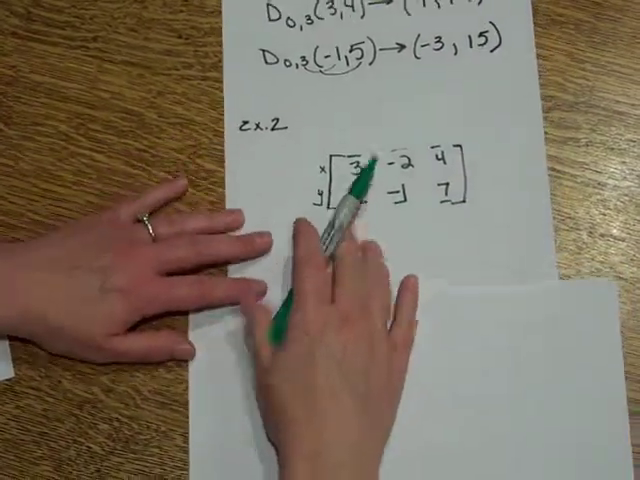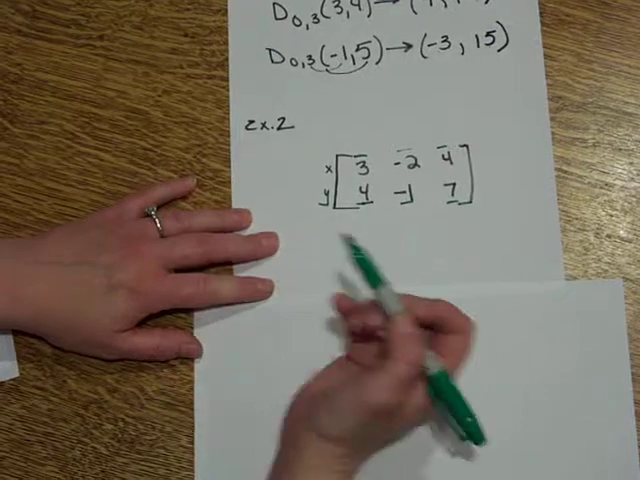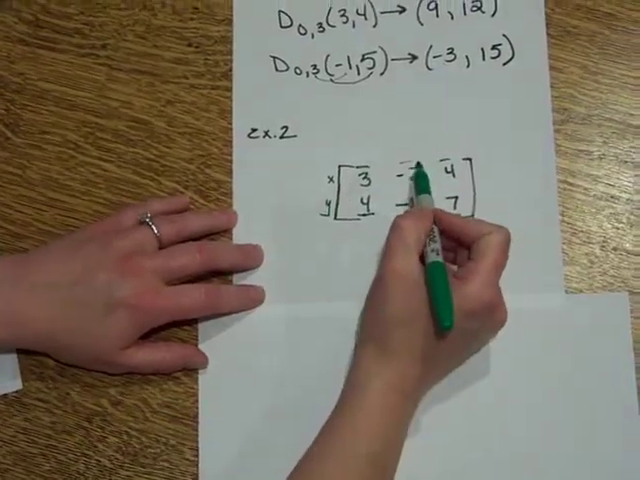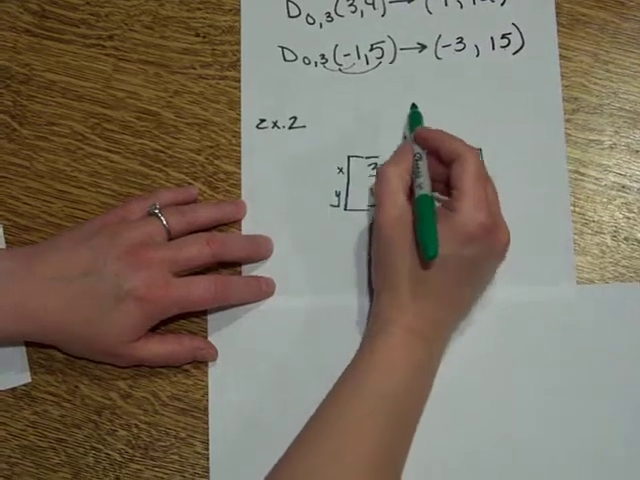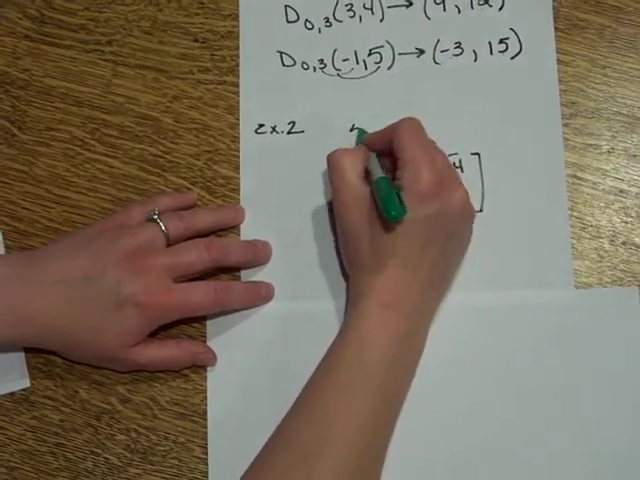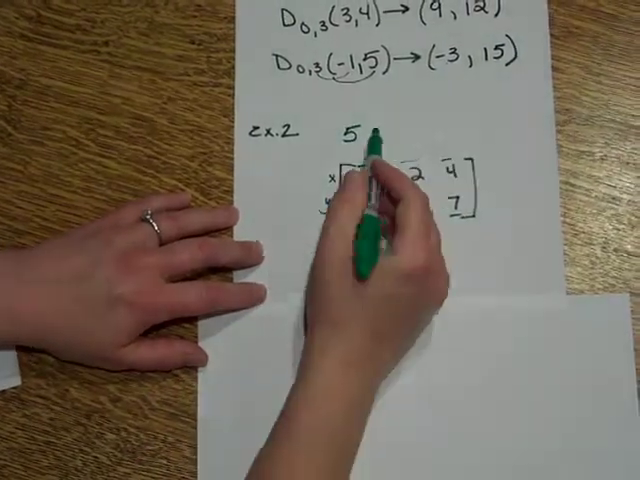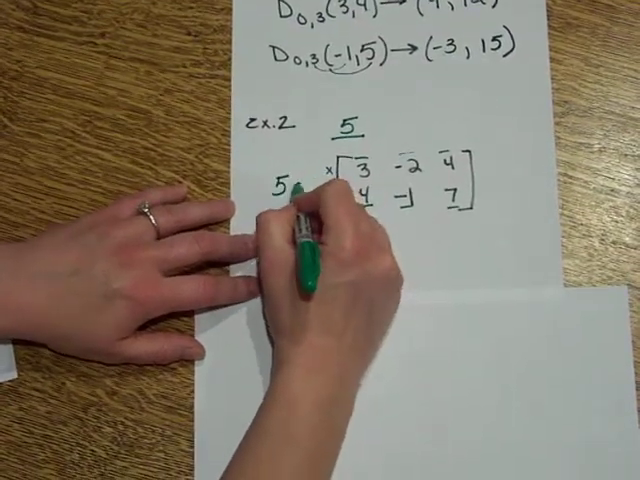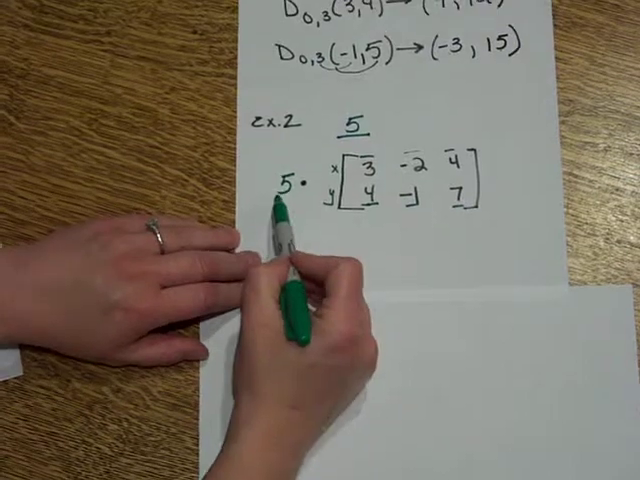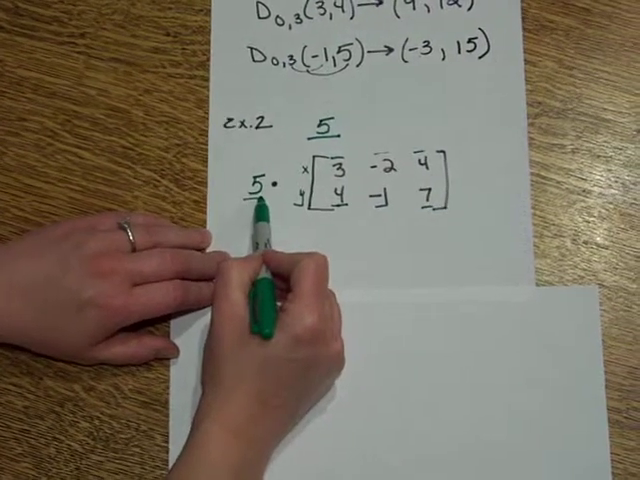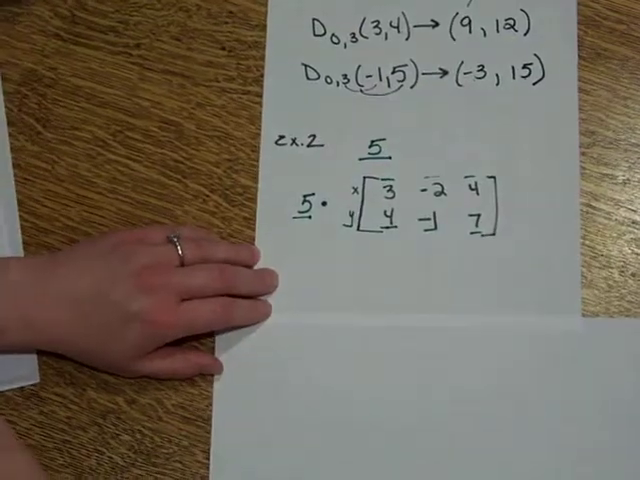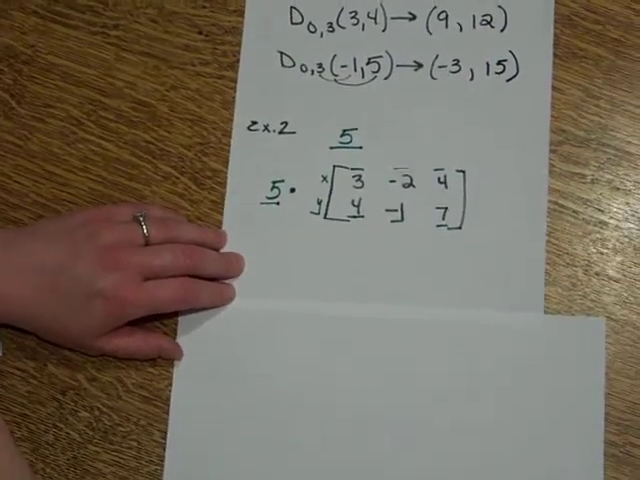If we had a pentagon, we'd have 2 more, and so on. This time, when I'm taking my dilation and I'm told that it's by a scale factor of 5, I am simply going to multiply this 5 outside of my matrix. Again, this is my scale factor here, multiplying to my matrix. Different from what we did the other day, much easier.